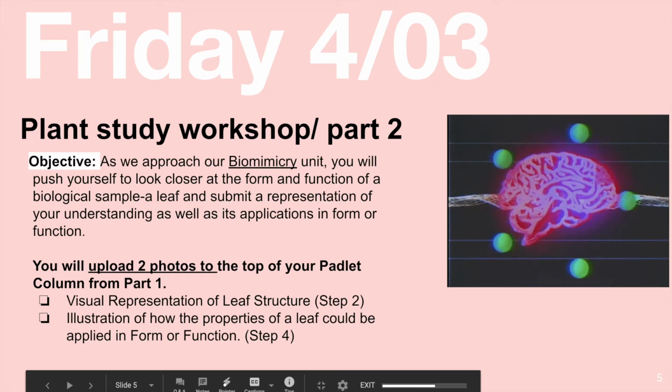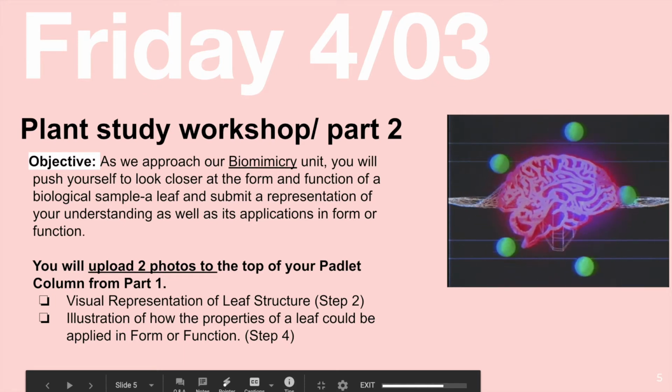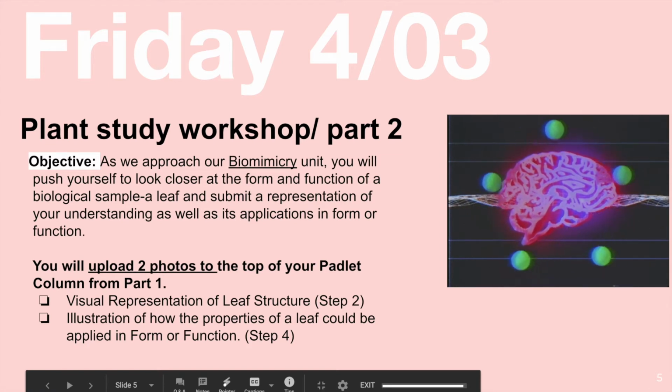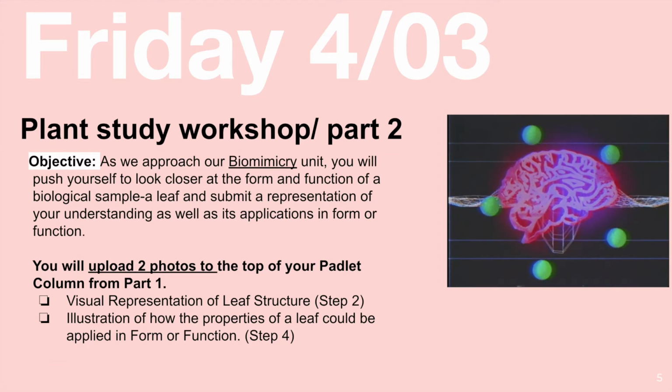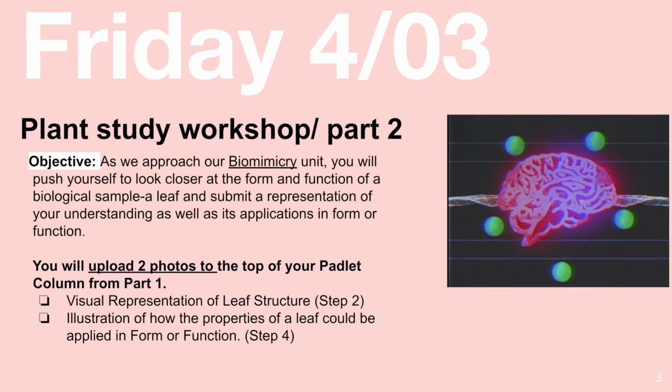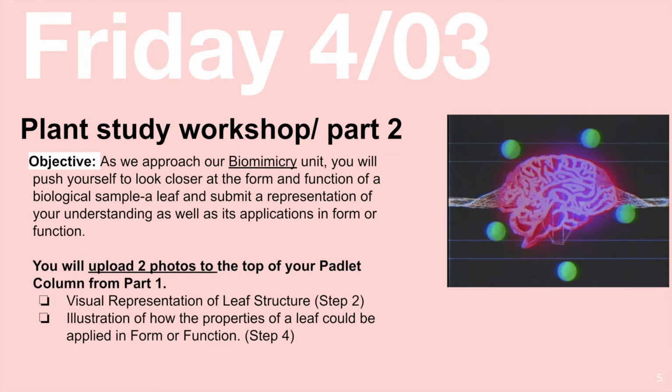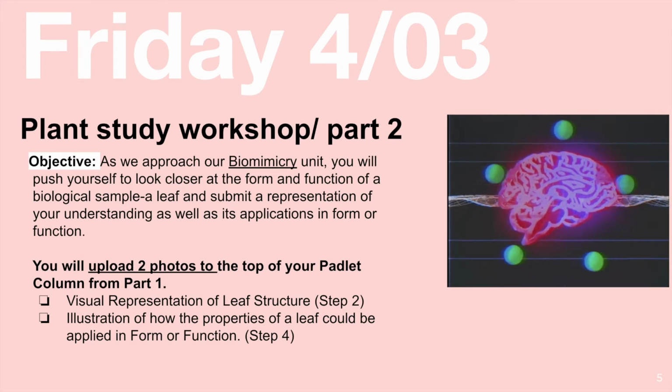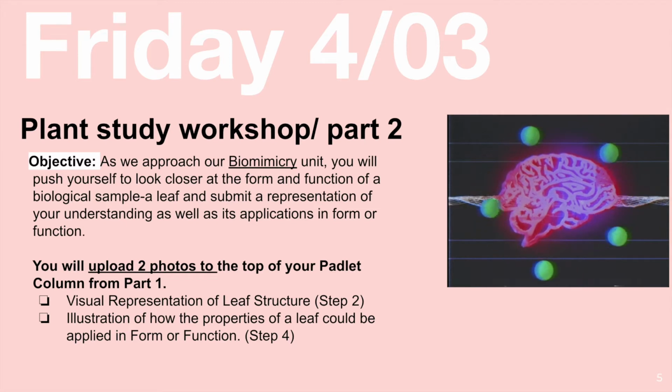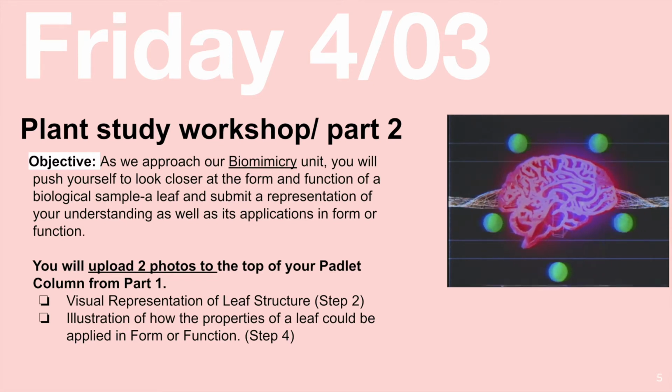So this is part 2 of the plant study workshop. If you did skip part 1, you can still do this part and just go back and do part 1 afterwards, or just do it in order. At the end of your work, you are going to upload 2 things. One is the visual representation of the leaf structure. That's step 2 on the one-pager. And the other one is an illustration of how the properties of a leaf could be applied in form or function. And that's step 4 on the one-pager.